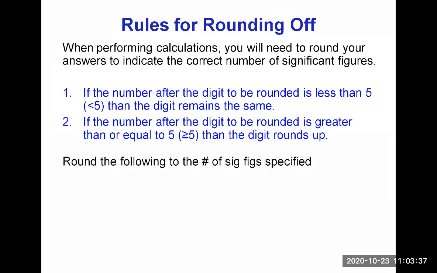So let's go through some examples here and round the following to the number of significant figures specified. So 3.210, let's round it to 3 significant figures. So you start counting from the left. So you start with the 3, 2 and 1, that's 3 significant figures. So we need to stop at the 1. What comes after the 1 is a 0, so you round down and you keep the 1 as it is. And the rounding will be then 3.21.